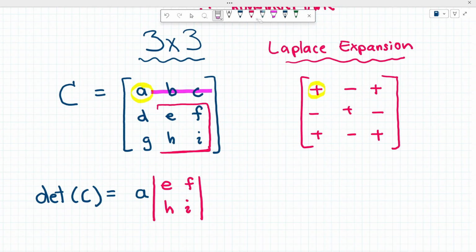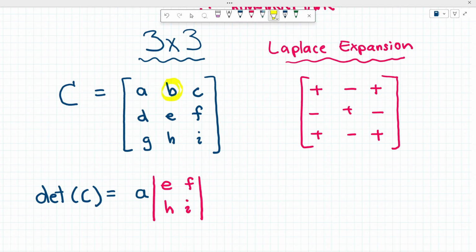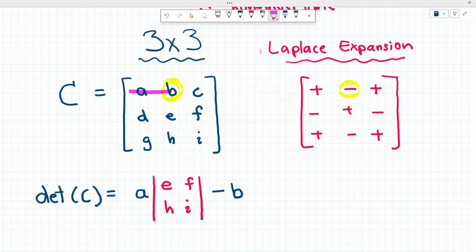Okay, so now let's go ahead and do this for the next entry. We said we're going along row 1, so now we're going to look at the second entry, which is B. If we look at our Laplace expansion, we see that this must have a negative coefficient. So now we write minus B. And we're going to do the same thing: look at the row and column adjacent to B. That would be this row over here and then this column over here. So that means we have D, G, F, and I left for our minor matrix.